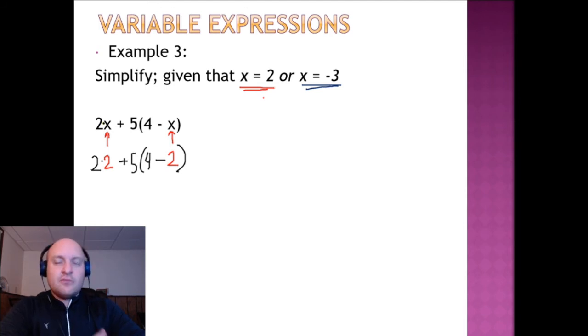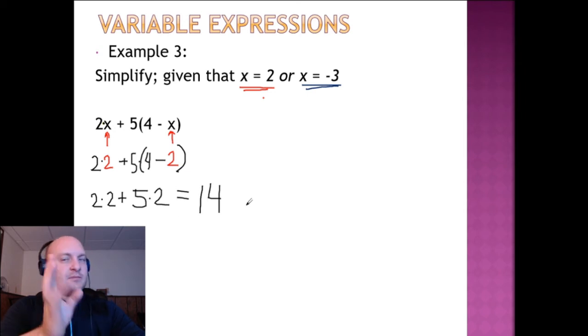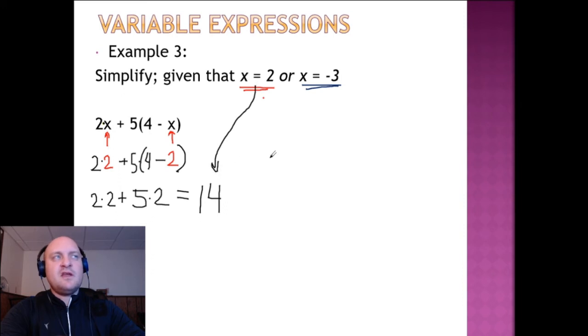So where do we start? Well, we start with order of operations. I'm going to do 4 minus 2 inside of these parentheses, and then I'm going to work through the rest of the problem. Now I should say just like this is 2 times 2, this is 5 times 2, which means I have 4 plus 10, which is 14. So that's my first answer, where x is equal to 2, my final answer becomes 14.